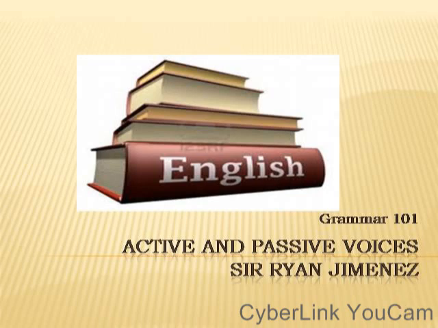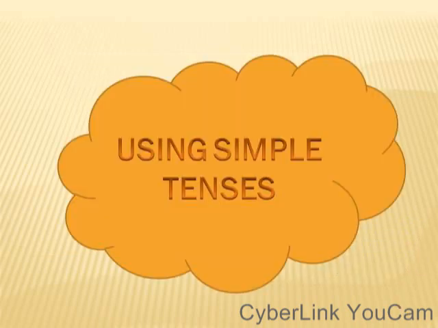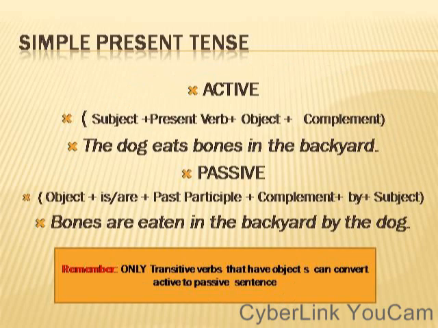So without any further ado, let's start using simple tenses. So, simple present tense, active. Here is the formula. Subject plus the present verb plus the object plus the complement. The example sentence: the dog eats bones in the backyard. The word dog is the subject. The word eats that ends in S is the present verb. The bones is the object, and in the backyard is the complement.